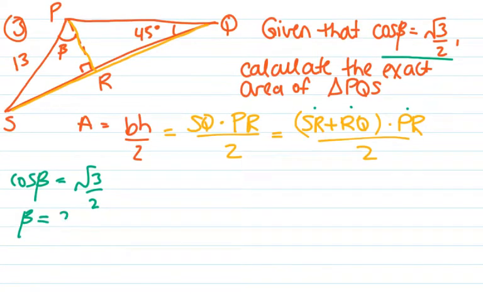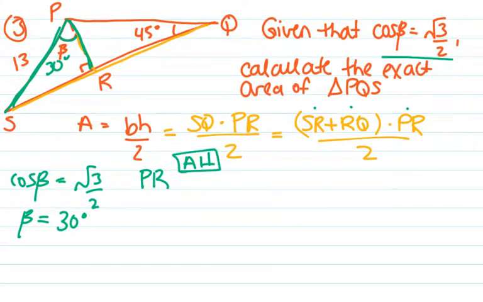So beta equals 30 degrees. So I'm just going to write that here. All right, so I know that that's 30. Now, I'm going to start by finding PR. So that's this one here. So I know angle 30, and I know this hypotenuse is 13. So I need the adjacent, and I know the hypotenuse. Adjacent and hypotenuse. That leaves me with cos.